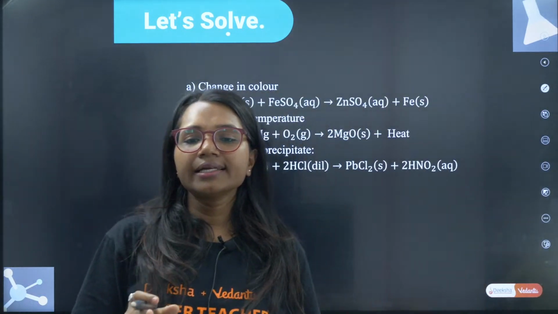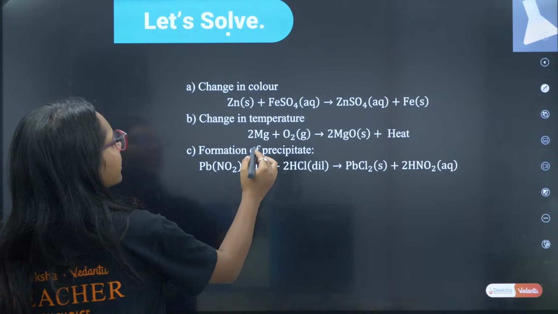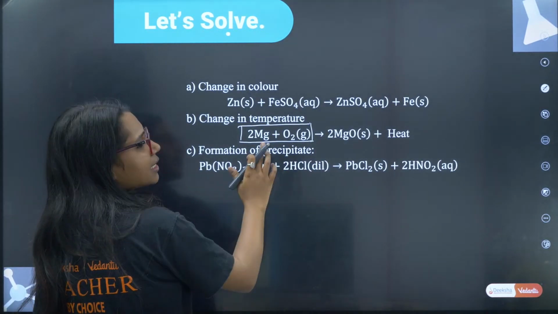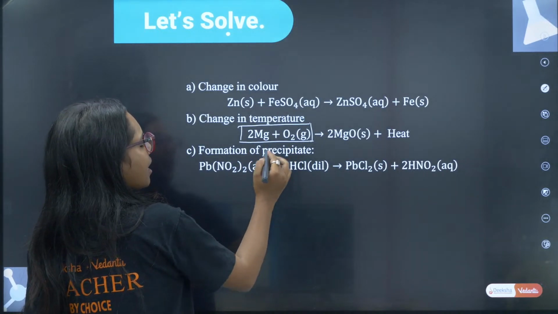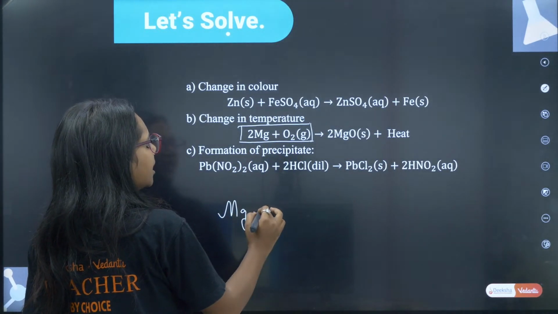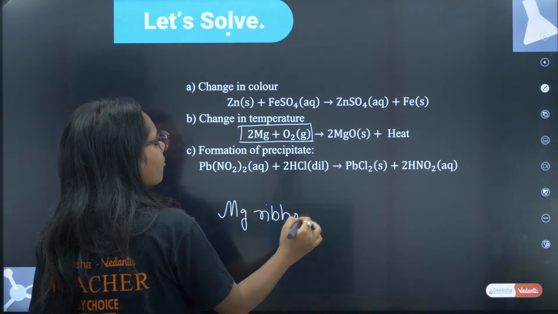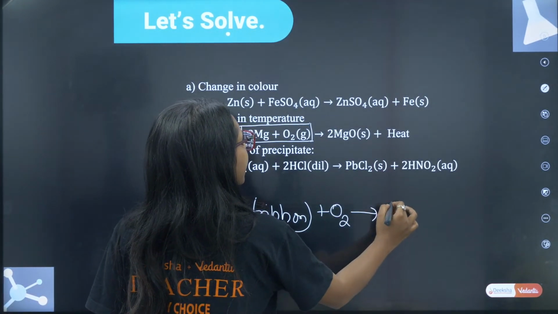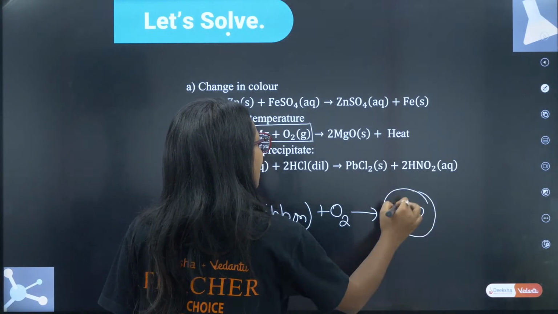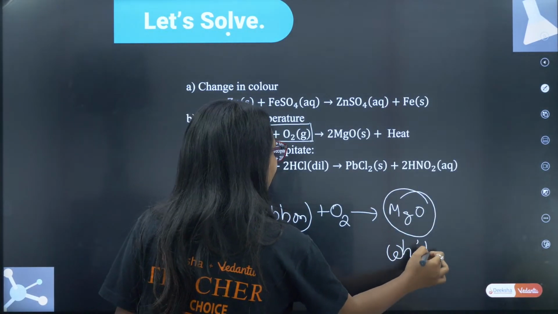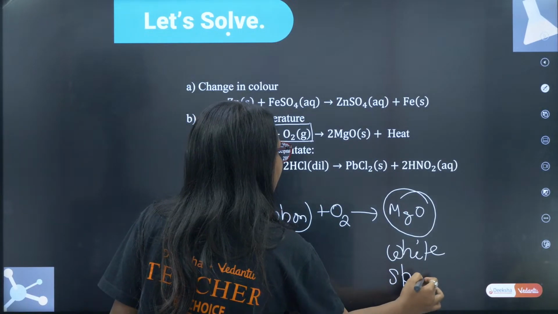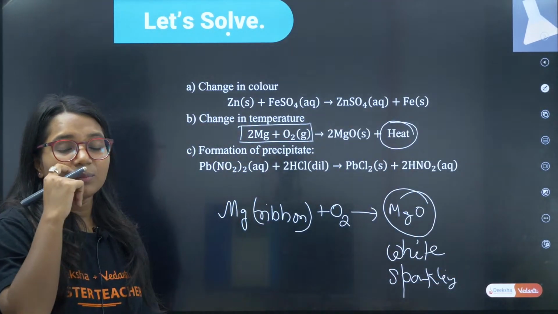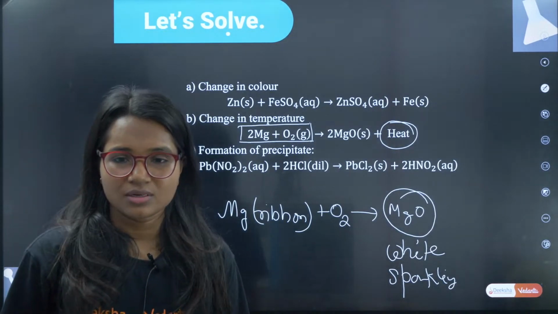Change in temperature, you can also take this example. Correct? You know this, right? Magnesium ribbon. When you burn this in the presence of air, it gives you magnesium oxide, which is white and sparkling. You know this, right? This is also an example of heat. It is producing heat, which means it is increasing the temperature.